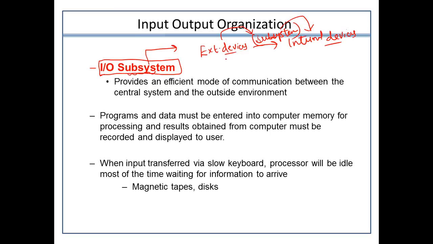Why is this subsystem required? Because as I said earlier, these external devices are usually slow in comparison to the internal devices, which are usually fast. Now, how slow and how fast? Slow because every time these external devices need to depend upon humans to enter the data. So these are internal, and why are these fast?